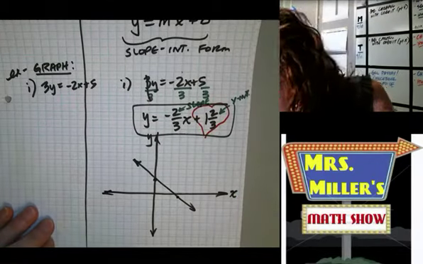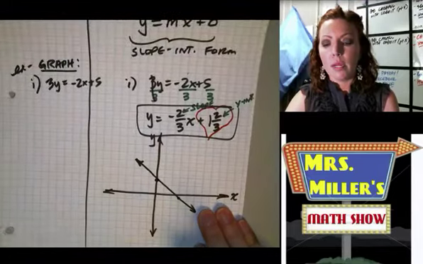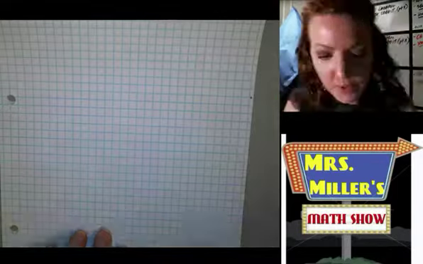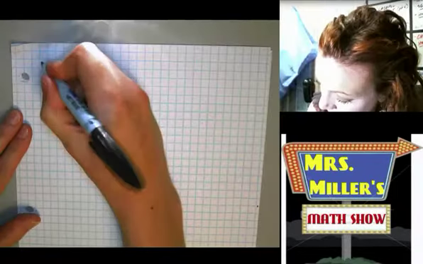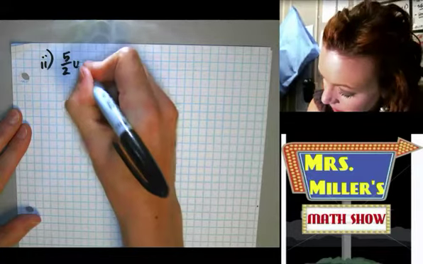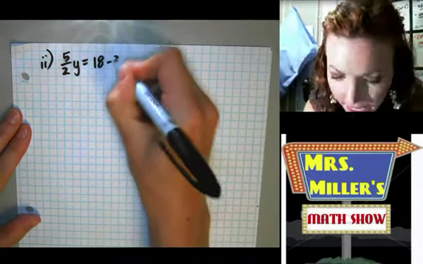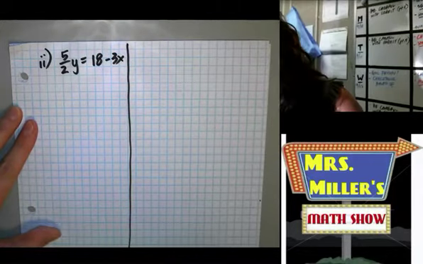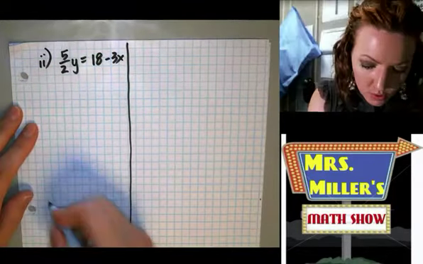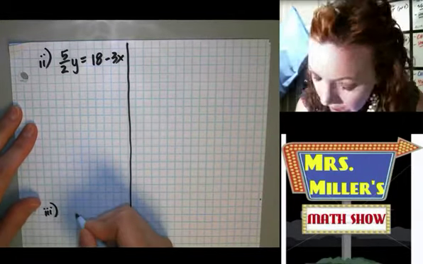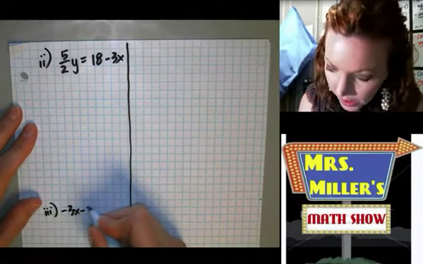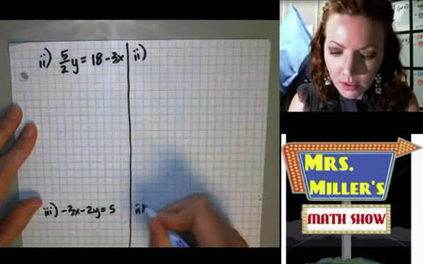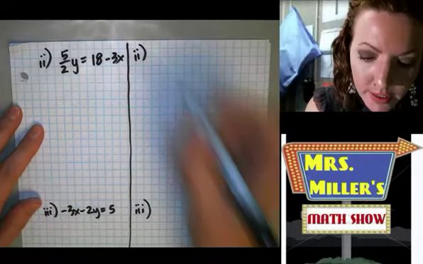So I'm going to ask for volunteers for a few more problems. I'm going to put them up here. All right, you ready? Is everybody done with this? Can I move it? Okay. So the next one, we've got 5/2 y equals 18 minus 3x. So that's going to be one of them. And then negative 3x minus 2y equals 5. Okay, let's do those two first.